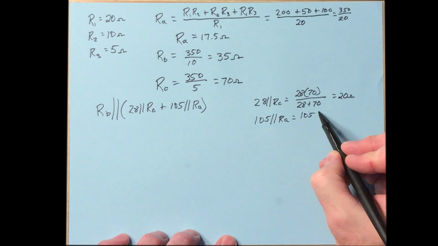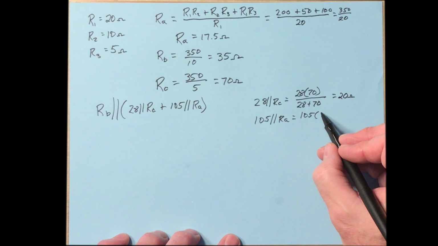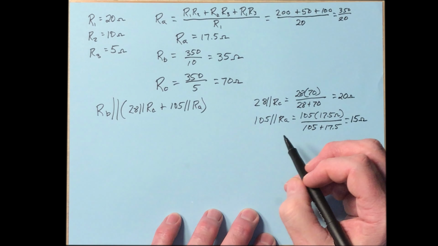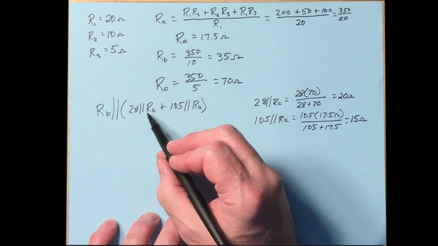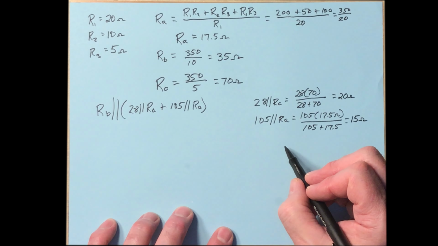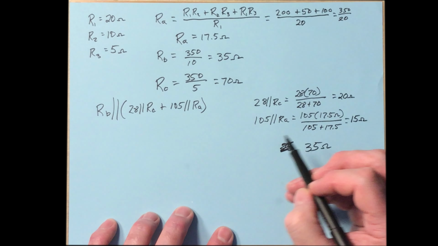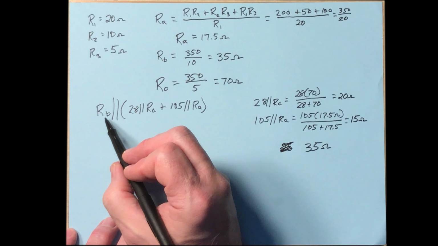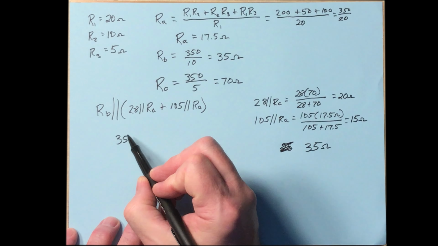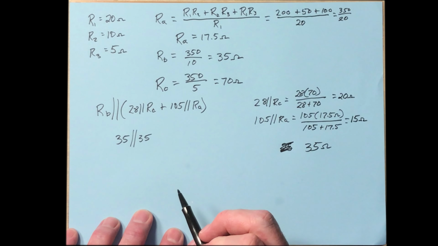Now let's do the 105 parallel R sub A. That's going to be 105 times R sub A, which is 17.5, over the sum. That's 15. Now we need to add these two together to get what's inside the parenthesis here. So that's just going to be 35. So 35 ohms is what's in the parenthesis here. So we have R sub B parallel with 35. So R sub B is 35, and that's in parallel with a 35.